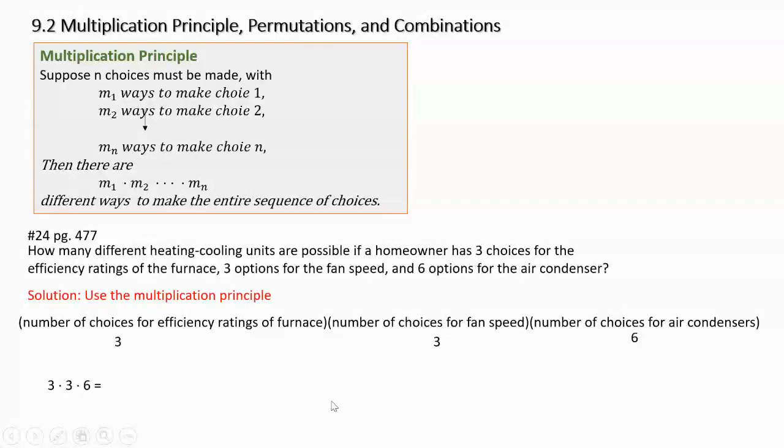So it's going to be 3 times 3 times 6. That's how you apply the multiplication principle, which will give us 54. 9 times 6 is 54. So 54 different units are possible.